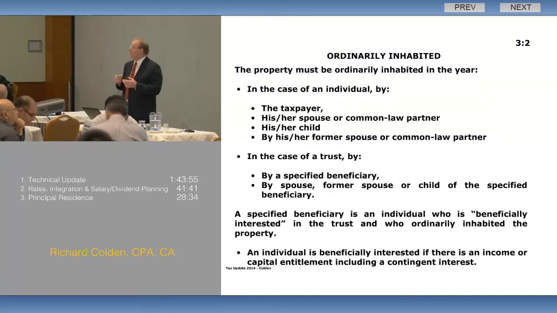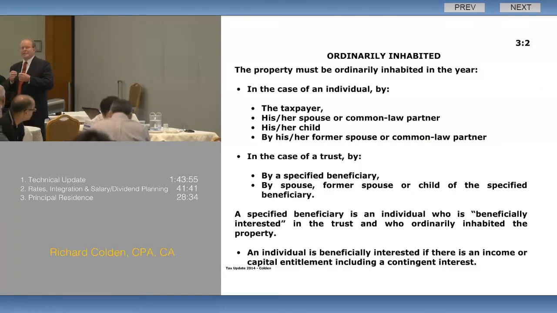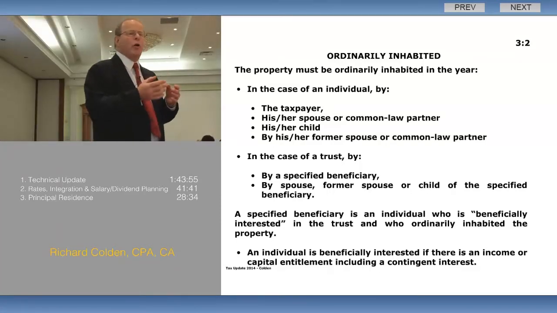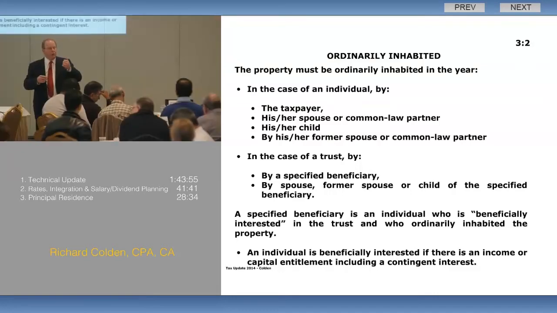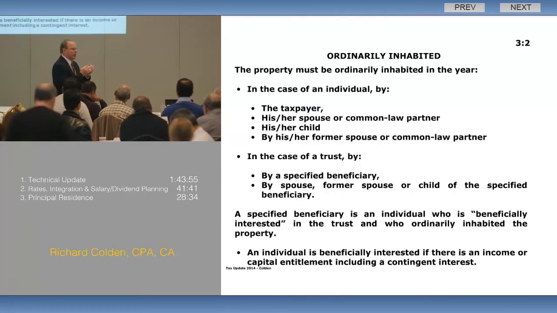In the case of a trust, and a trust can claim a principal residence exemption, but it can only do it to the extent that it has a specified beneficiary. A specified beneficiary of the trust is a person who is a beneficiary of the trust and who occupies the property. And it has to be occupied either by the beneficiary, spouse of the beneficiary, kids of the beneficiary, or former spouse of the beneficiary. So the same usual suspects are caught in that list. But only the specified beneficiary is relevant for purposes of claiming the principal residence exemption.